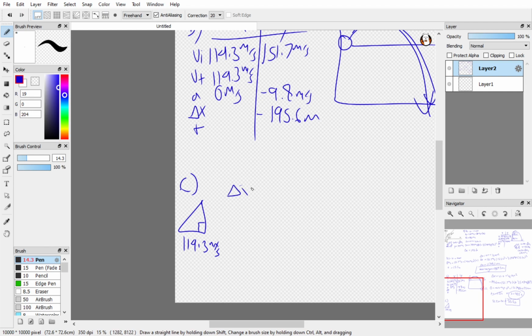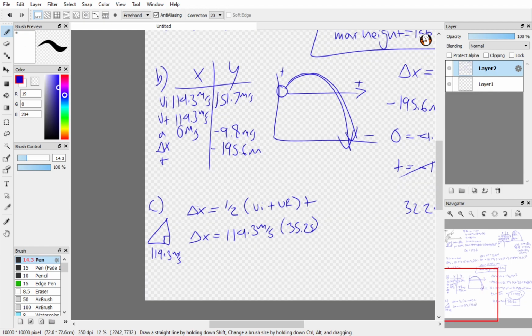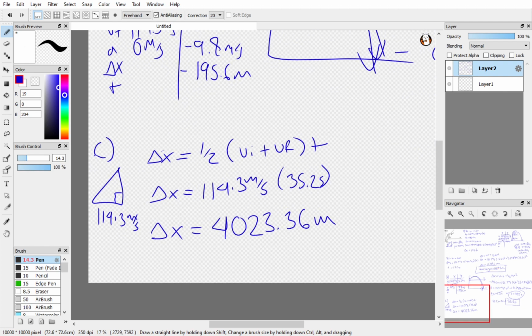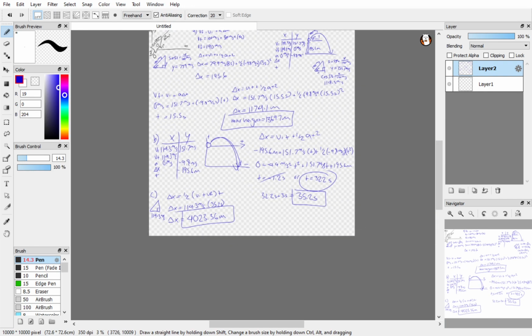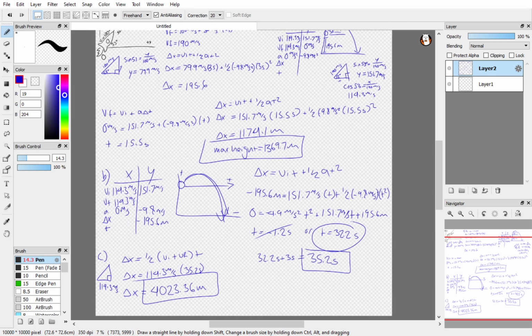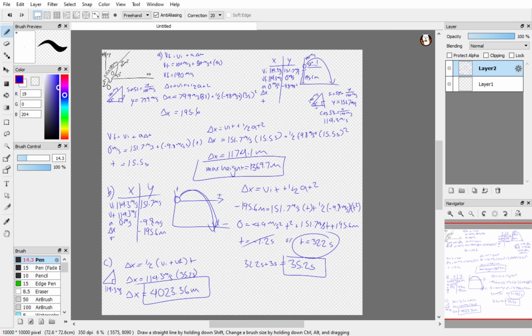So delta x equals 1/2 times velocity initial plus velocity final, times t. Because velocity initial and velocity final are the same and divided by 2, we can just substitute it: delta x equals 114.3 meters per second times 35.2 seconds, which is its entire motion. So delta x would equal 4,023.36 meters. That's our answer for part C, its entire horizontal range. So yeah, that's the answer for problem 49.